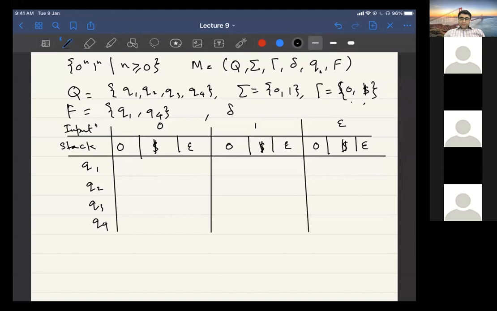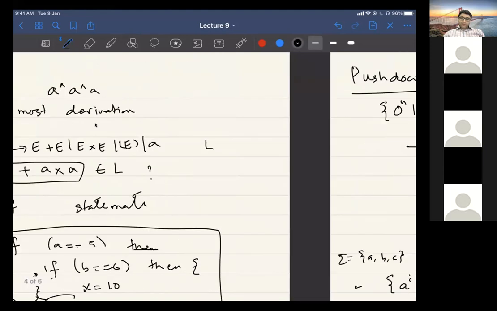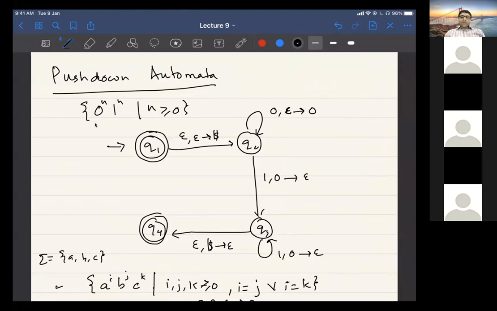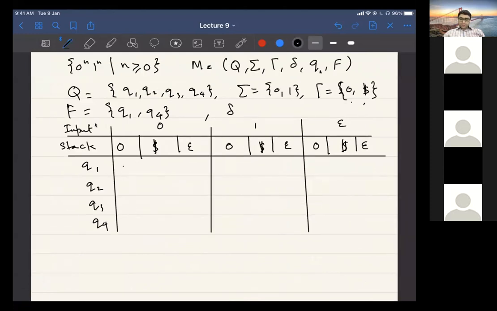Okay, when the machine is in Q1, if you remember the automata, this was the automata. When the machine is in Q1, it doesn't have any transition going out of this machine except the empty transition, which is epsilon, epsilon, dollar, right? So it means that all these cells would be empty. The only thing that has something in that cell would be this one, because it goes to Q2 and it pushes dollar. So whenever we write something in a cell here, we would write what state this machine will go to, which is Q2, and what symbol it will write onto the stack. Okay, so this is the dollar, because when the machine is in Q1, it writes dollar.